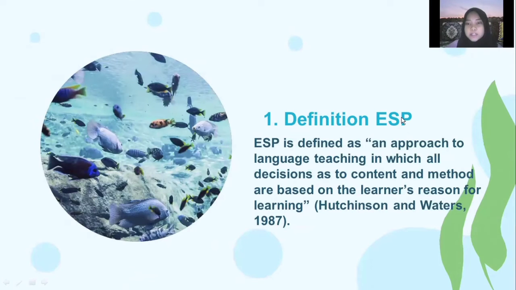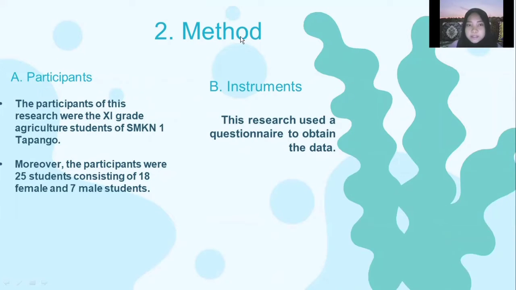The first, definition of ESP. ESP is defined as an approach to language teaching in which all decisions as to content and method are based on the learner's reason for learning, according to Hutchinson and Waters, 1987.